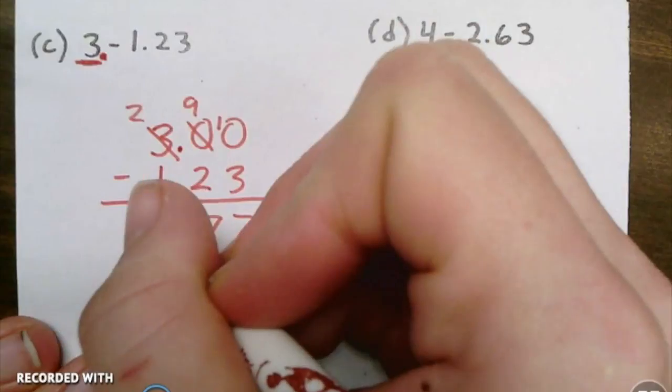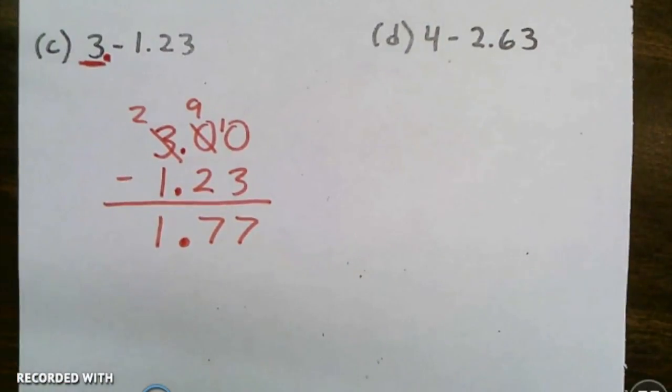Okay, I'm ready to subtract. 10 minus 3 is 7. 9 minus 2 is 7. 2 minus 1 is 1. So my answer is 1 77/100, or 1.77.